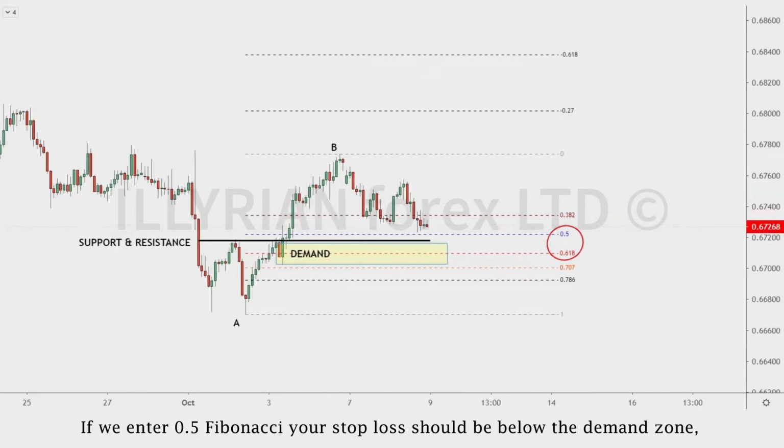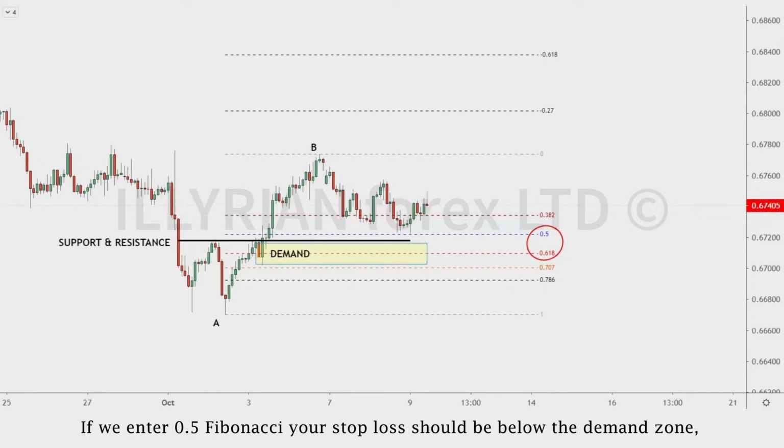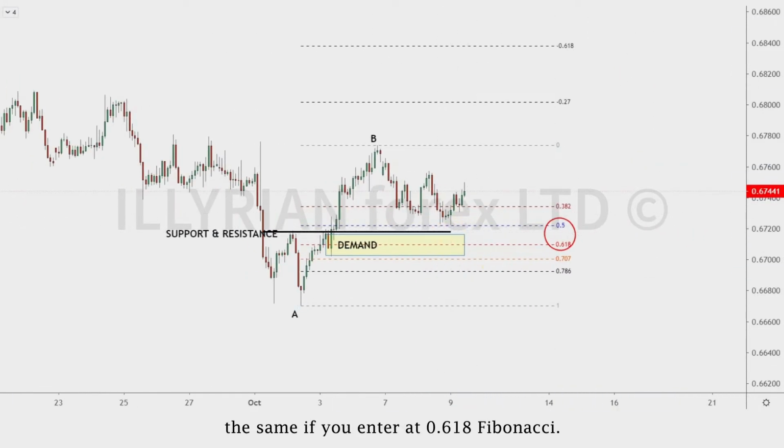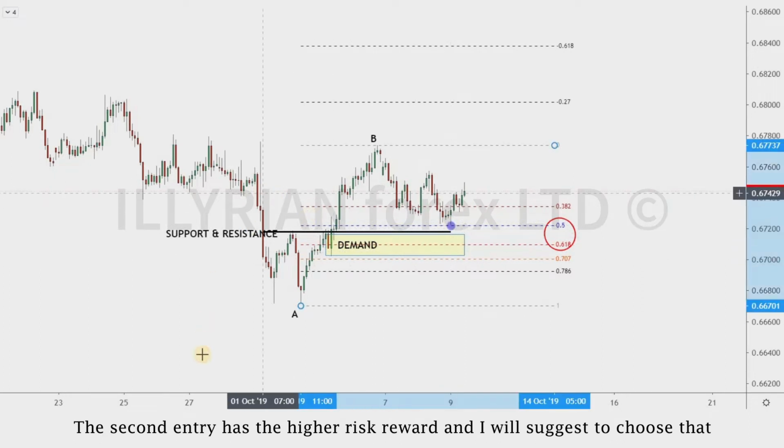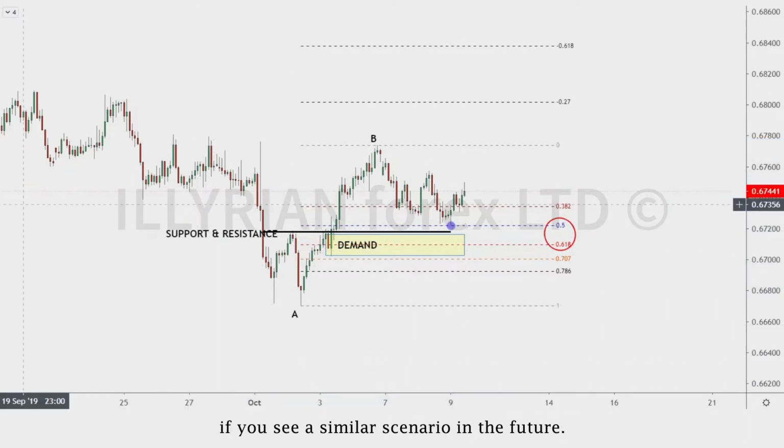If we enter at 0.5 Fibonacci, your stop loss should be below the demand zone, the same if you enter at 0.618 Fibonacci. The second entry has the higher risk reward, and I suggest you choose that if you see a similar scenario in the future.